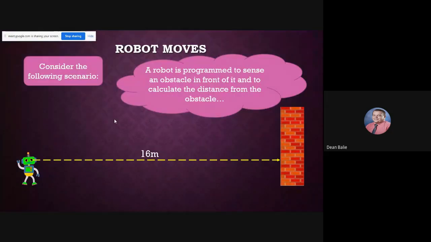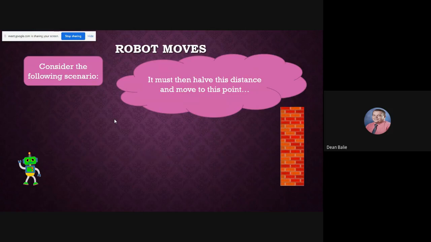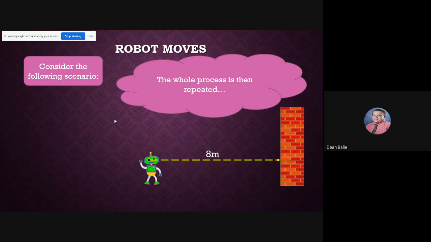The robot is then further programmed to halve the distance between itself and the obstacle and then move to that point. So the robot is now 8 meters away from the obstacle. And it keeps doing this over and over and over again.